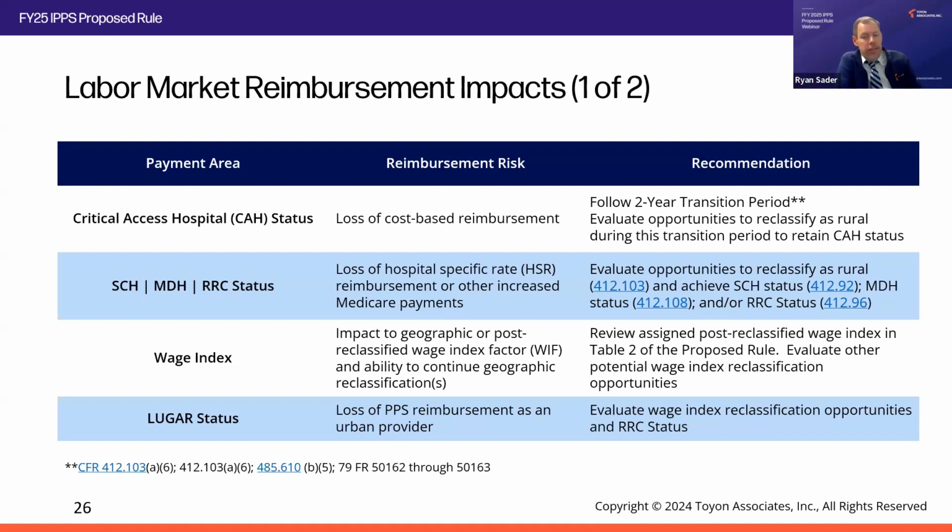So you certainly need to evaluate this, because what CMS says is, and I think we've got a slide in a couple minutes here, that you have the opportunity to basically redesignate back to rural under these regulations, right? 412.103 is the quote unquote rural regulation, and that would allow you, assuming you qualify, to retain this 2-year transition period. So you'll get an extra 2 years to basically figure it out, and then it'll go away. Then you're essentially going to be urban.